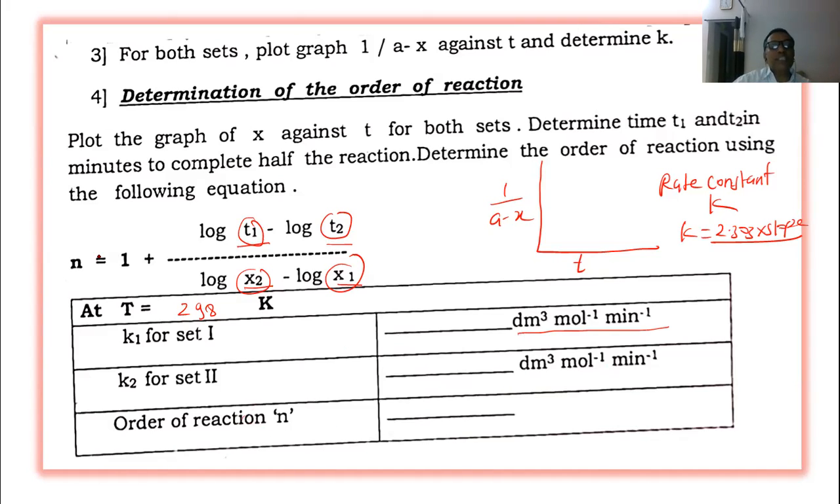So in this way, in this experiment, we can determine the rate constants K1, K2 and the order of reaction. For both the sets we get the rate constant values K1, K2, and we can also determine the order of reaction. So in this way, we can perform this experiment and determine the order of the reaction between potassium persulfate and KI.